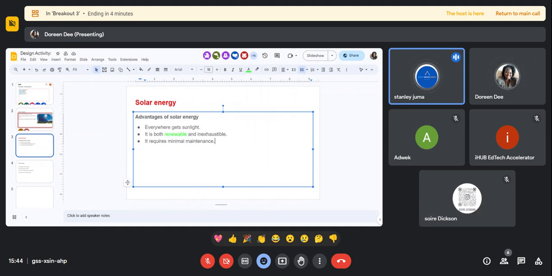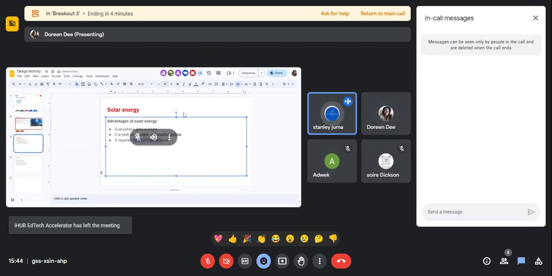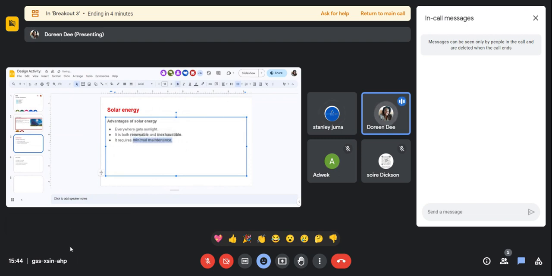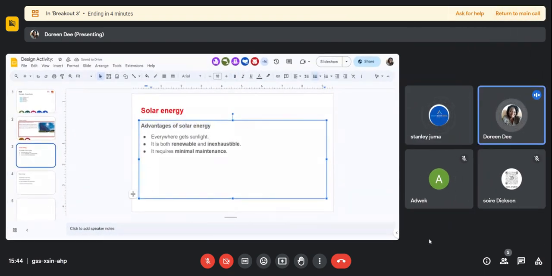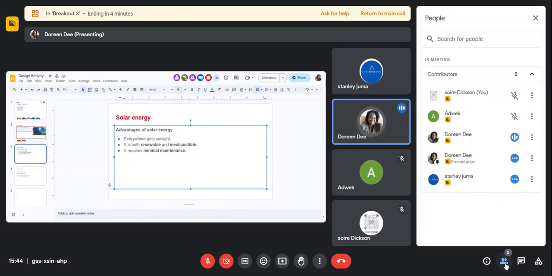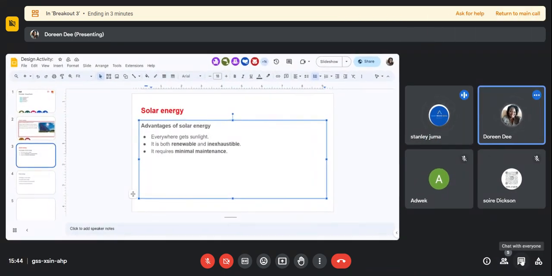Stanley. Yes, I'm here. Okay, what are we doing? To deliver the message on advantages of solar energy. We're just dealing with the advantages. Because they want us to implement principle number seven, which is signaling. So we are supposed to know exactly what we want to deliver. We now want to contribute to the good slide and the bad slide. What are we supposed to add to the good slide to direct the viewers on what we want them to understand? Because on the bad slide, we will not add any feature that will direct them to what they're supposed to be going through.